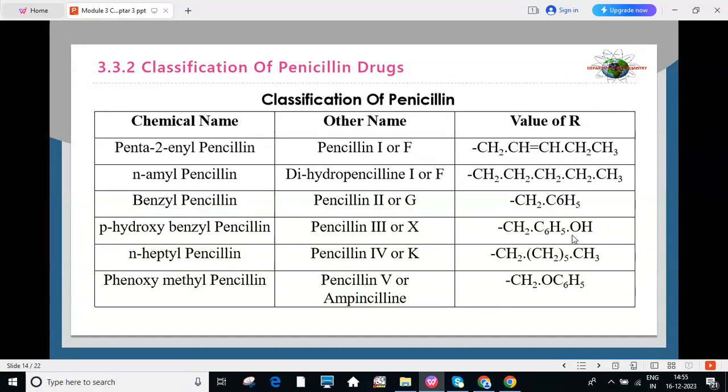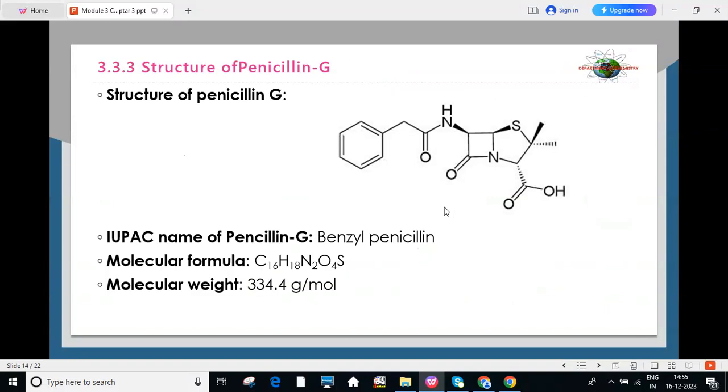CH2 C6H5OH. Then N-heptyl penicillin, penicillin 4, with CH2 CH2 5 CH3. Phenoxymethyl penicillin is penicillin 5, with CH2O C6H5. Phenoxymethyl, so this is phenyl and phenoxymethyl penicillin. So these are the classifications of the different penicillins.